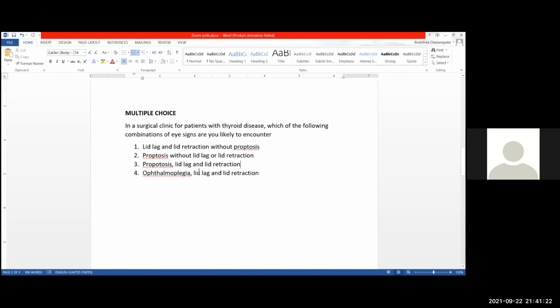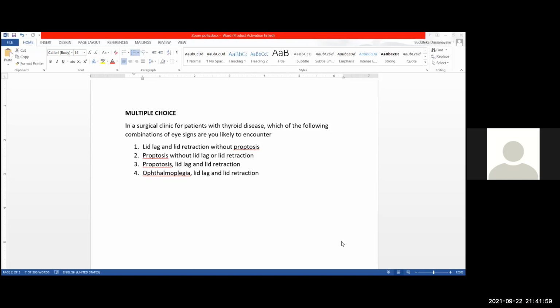Then proptosis, lid lag, and lid retraction. This is easy now. Any patient with Graves' disease is going to have all these. Ophthalmoplegia, lid lag, and lid retraction. Anyone? Yes or no? Yes, sir. Yeah, true. Why? In Graves' disease, just like proptosis, ophthalmoplegia is also caused by the circulating antibody level. So all those things can be there.